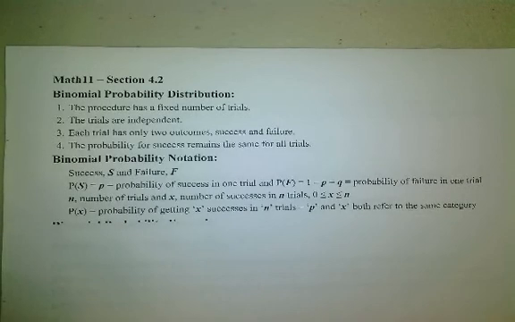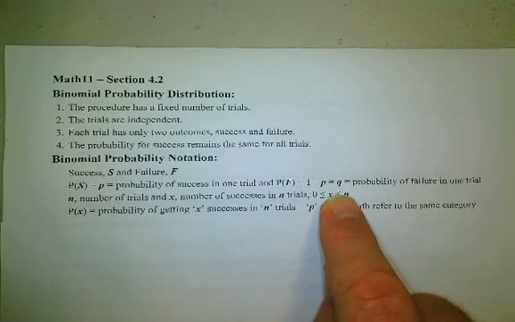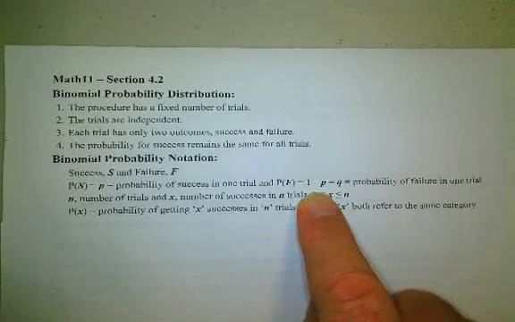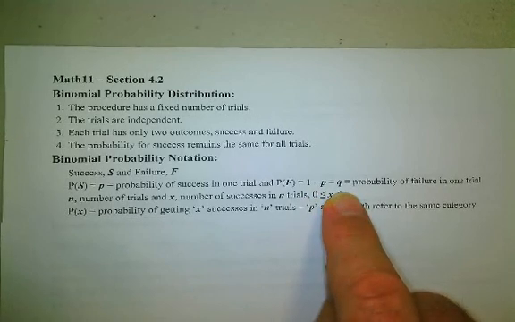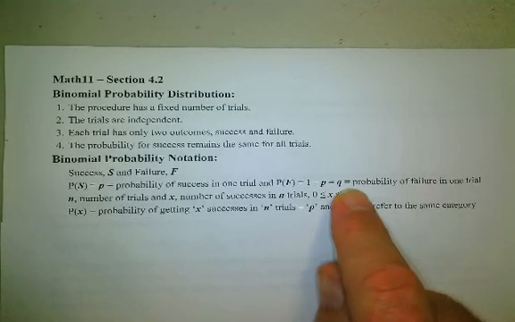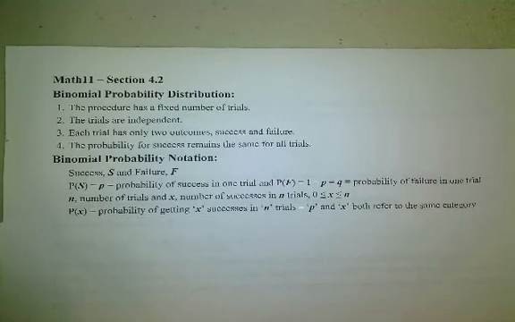All right, a little bit of vocabulary. We have probability of success, P, lowercase p. Probability of failure, Q. So 1 minus P equals Q, or they are complements, P and Q. They have to add up to 1. Number of trials is N. X is the number of successes. X has to be between 0 and N.